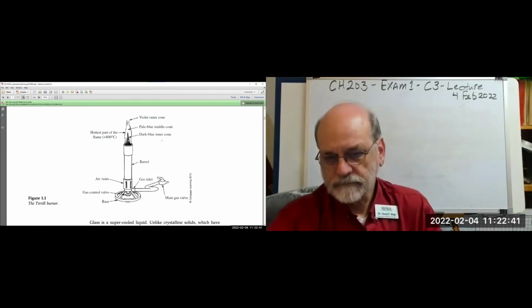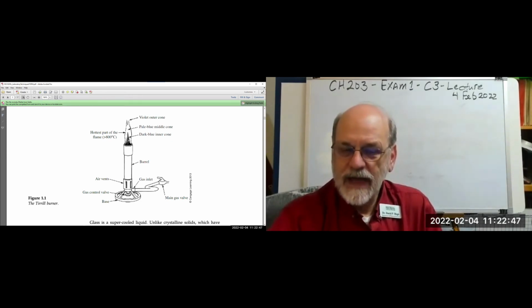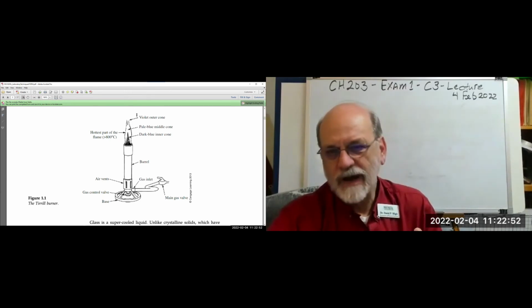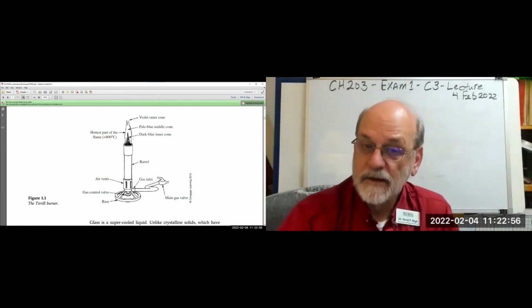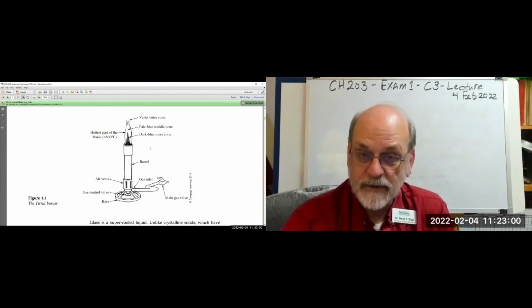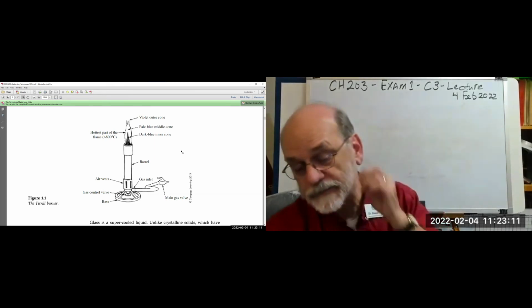Notice that a properly structured flame has an inner and an outer cone. Well, it says inner, middle, and outer. I guess that's technically true. But what I'm focused on is where's the hottest part of that flame. If it's properly adjusted, the hottest part is right at the tip of that inner blue flame right there. That's where the maximum heat is produced.